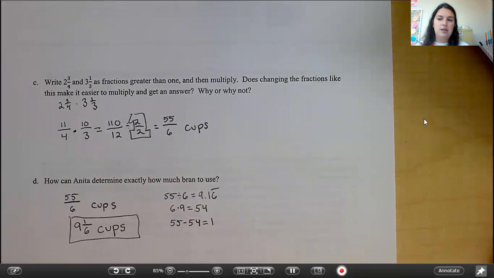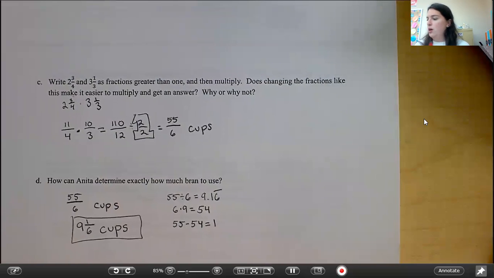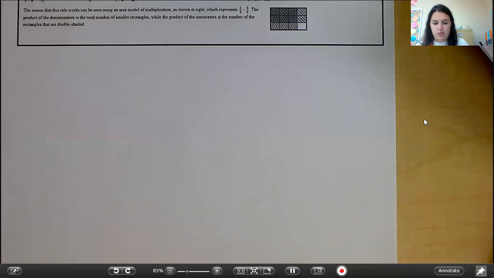This is a little complicated. It's going to take some practice. So we're going to try problem 532.